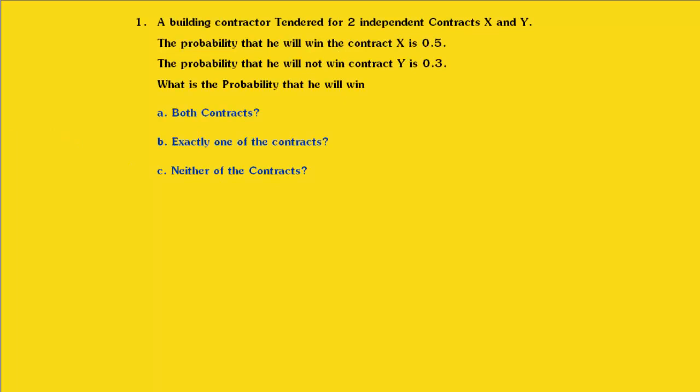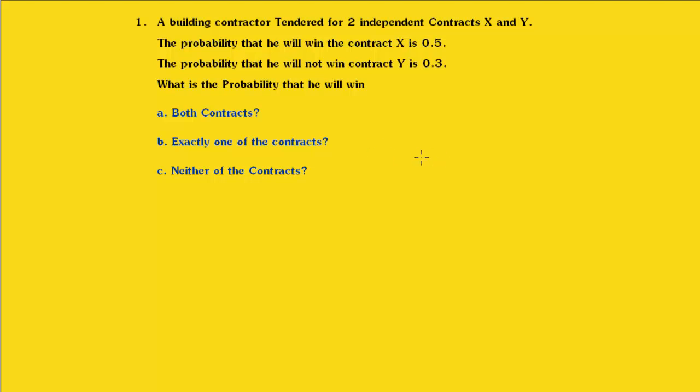There's quite a few things to point out before we proceed. I'm going to use a tree diagram to solve this, but I just want you to notice that there are two events: the building contractor tendering for contract X and the building contractor tendering for contract Y. The way you identify events is by looking for occurrences that can have a number of outcomes, probably one outcome or multiple outcomes. So if you think of the event where the builder is tendering for contract X or any contract, there are two possible outcomes. He wins the contract or he doesn't win the contract.